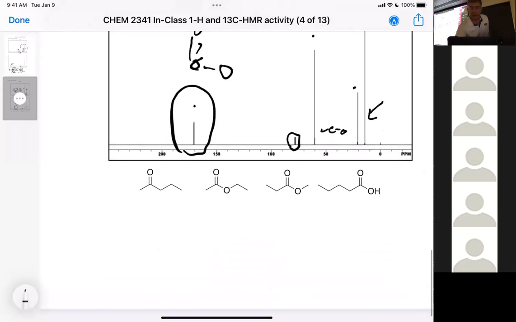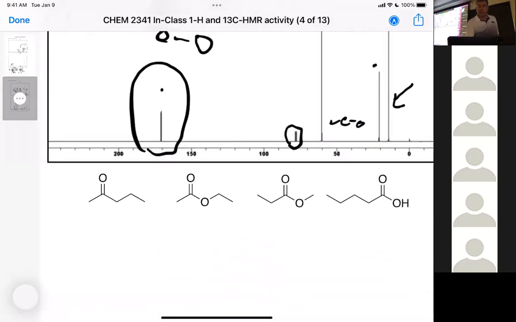So let's take a look here. Can it be this one? No, the carbonyl is not high enough. If it was above, almost 200 or around there, we could say yes. Okay, so it can't be that one. Can it be this one?